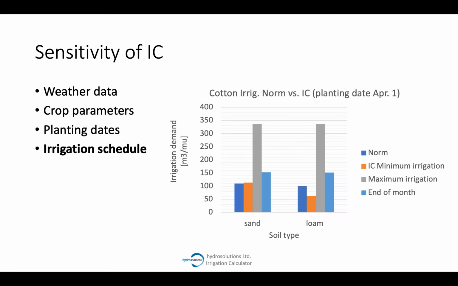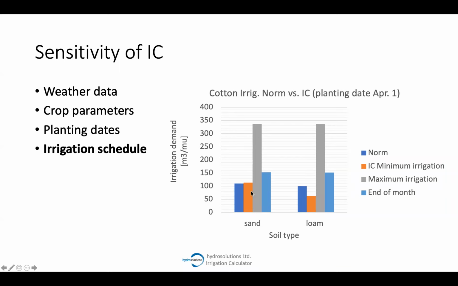We also compared different irrigation schedules. We have in dark blue the irrigation norm, in orange the minimum irrigation scheme of the irrigation calculator, and in clear blue the end of the month irrigation scheme. In gray you see maximum irrigation. This is when every day you irrigate until field capacity. It uses a lot of water, and this is not needed and never applied.